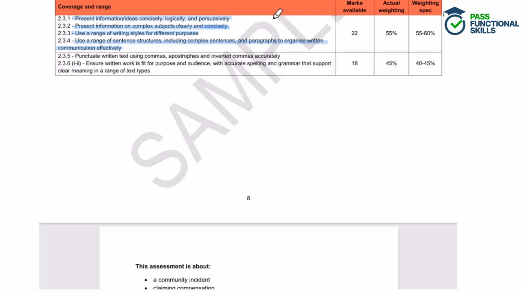Remember that each paragraph you use should address a different issue or topic. Altogether, these form the composition of your answer. And the composition makes up 55 to 60% of your marks overall. So you need to make sure that your answers are clear and your writing is appropriate.